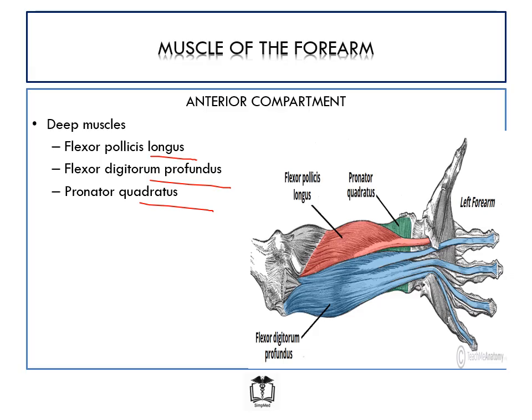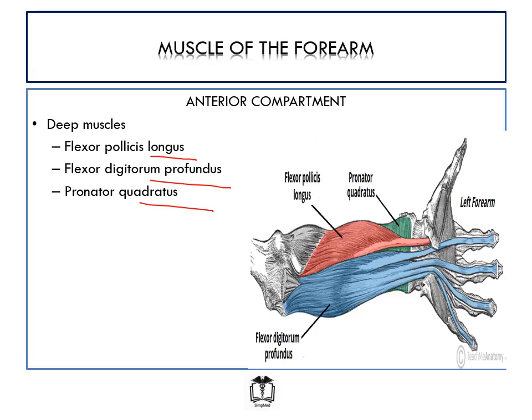In terms of its action, the flexor digitorum profundus muscle is involved in the flexion of the metacarpophalangeal joint, the proximal interphalangeal joint, and the distal interphalangeal joint. The last muscle under the group of anterior compartment muscles in this deep aspect is the pronator quadratus muscle.